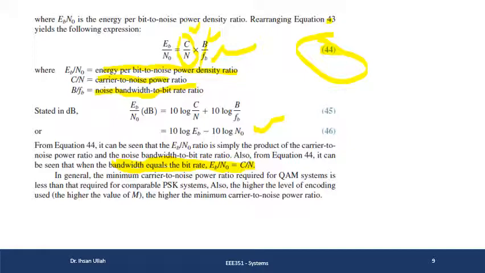So in general, जो मिनिमम कैरियर टू नॉइज पावर रेशो चाहिए होती है आपको QAM सिग्नल्स के लिए, ठीक है, क्वाड्रेचर एम्पलीट्यूड मॉड्यूलेटेड सिस्टम्स में, it is less than required for comparable PSK systems. ठीक है, और also the higher level of encoding used, the higher the value of M, that is, जितने ज्यादा नंबर ऑफ सिस्टम्स होंगे, the higher the minimum carrier to noise power ratio. ठीक है जी, जितने ज़्यादा लेवल्स होंगे उतनी आपकी ज़्यादा मिनिमम कैरियर टू नॉइज पावर रेशो होगी.